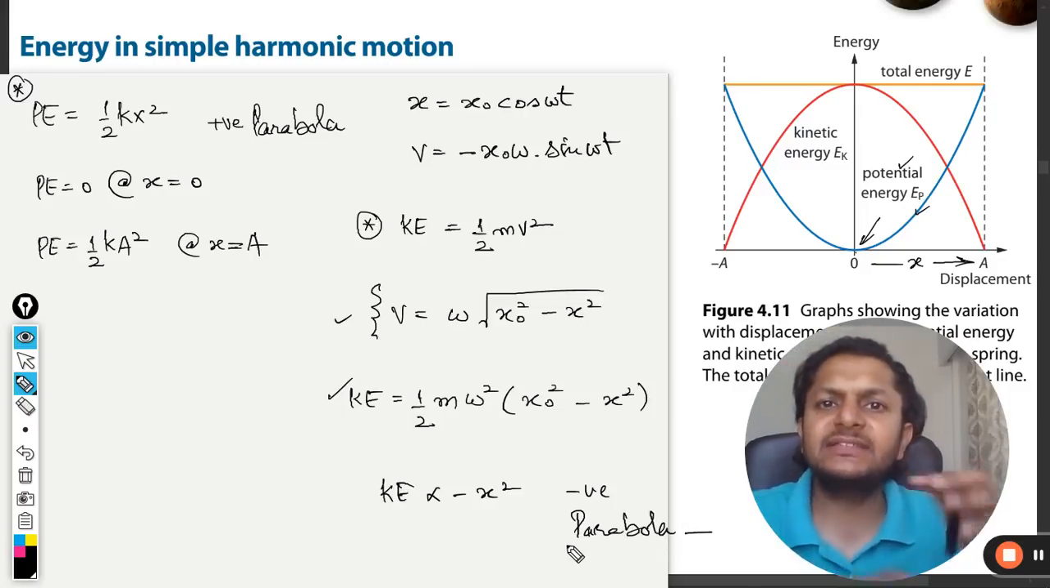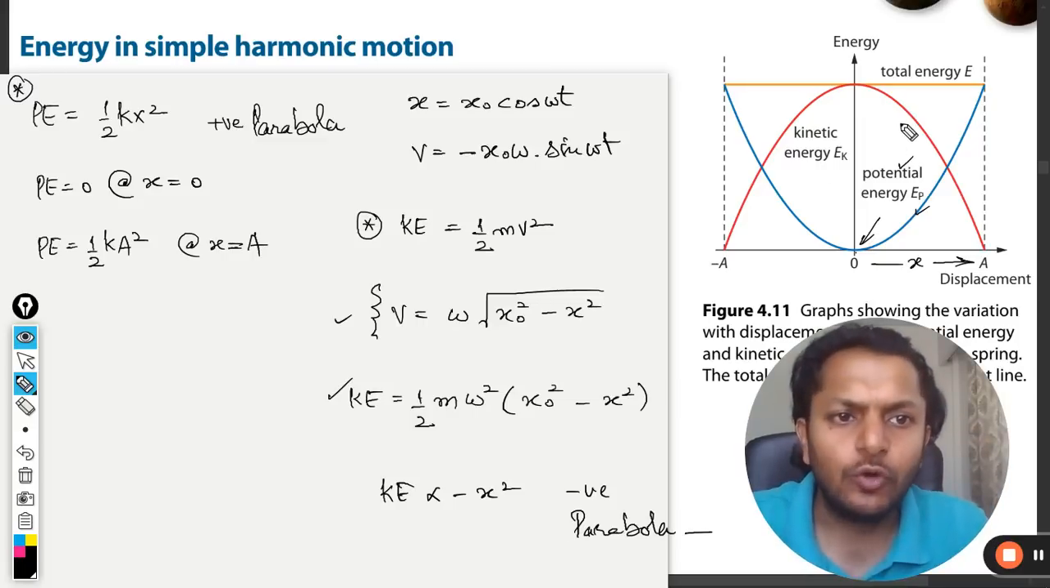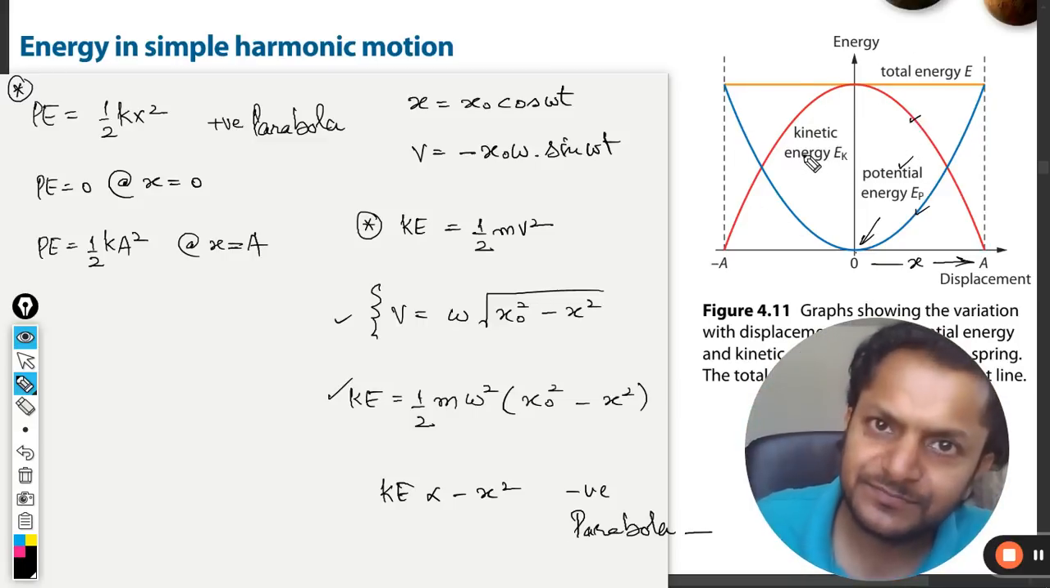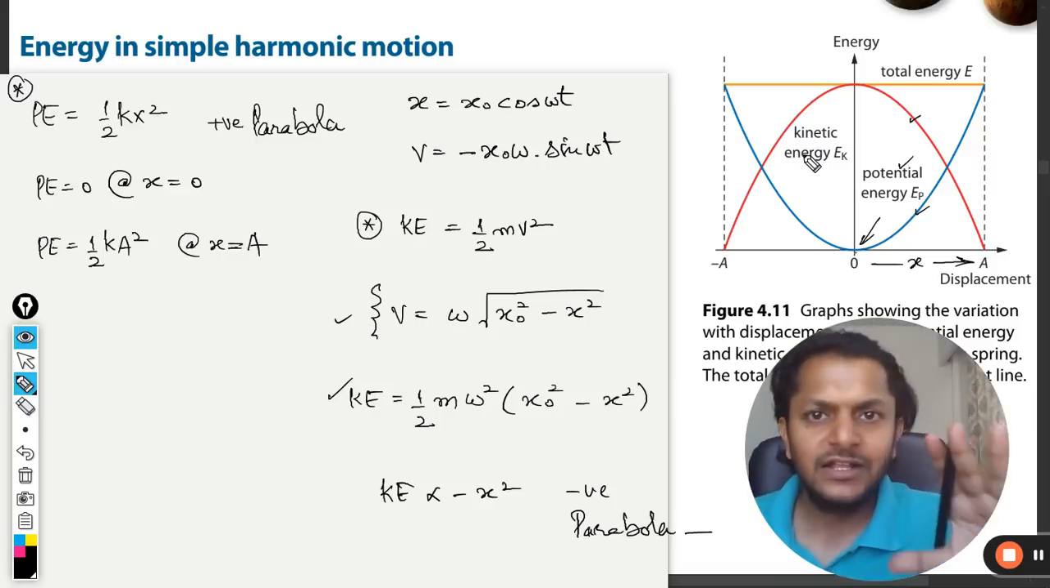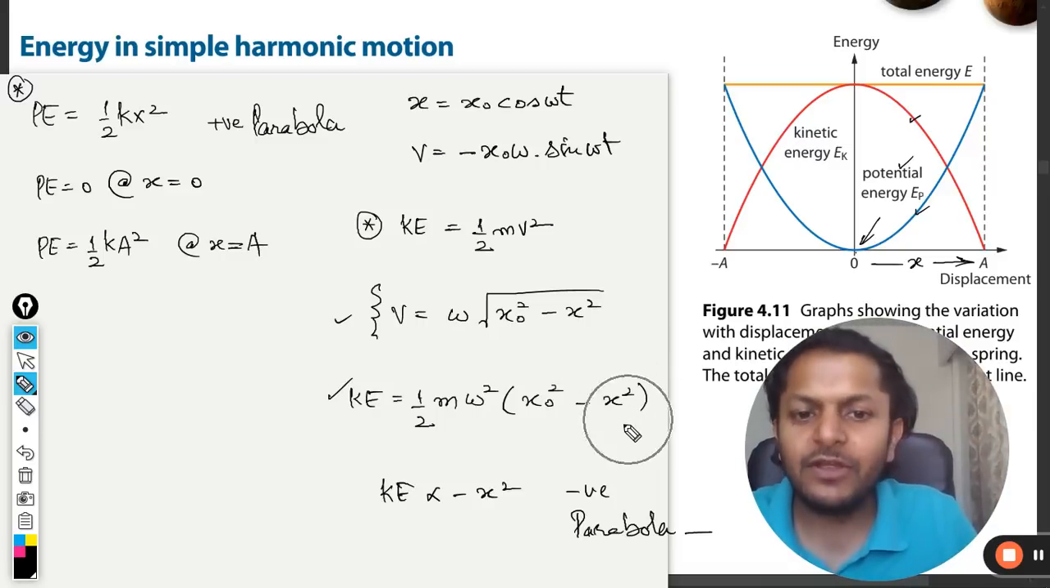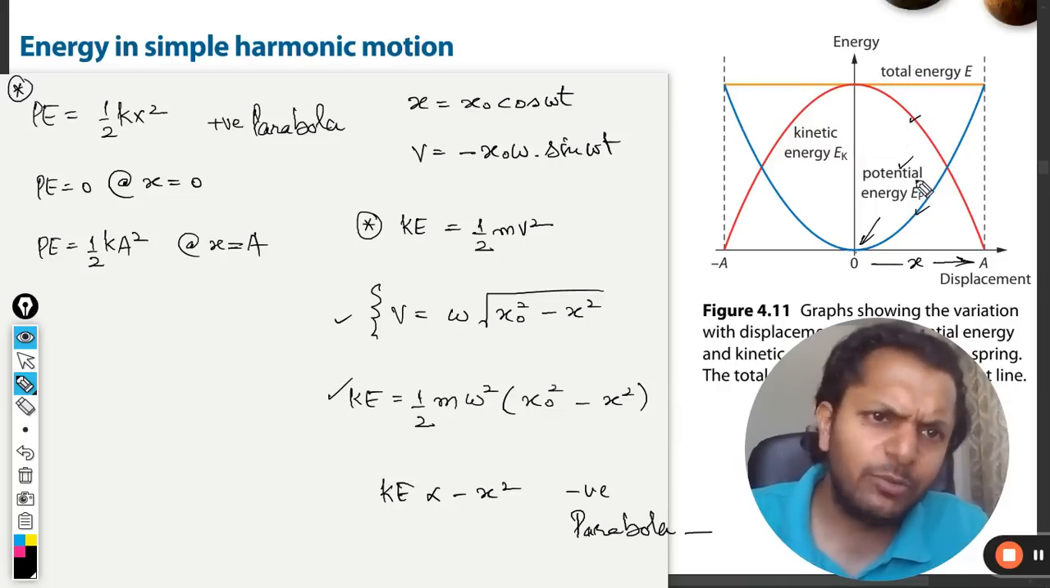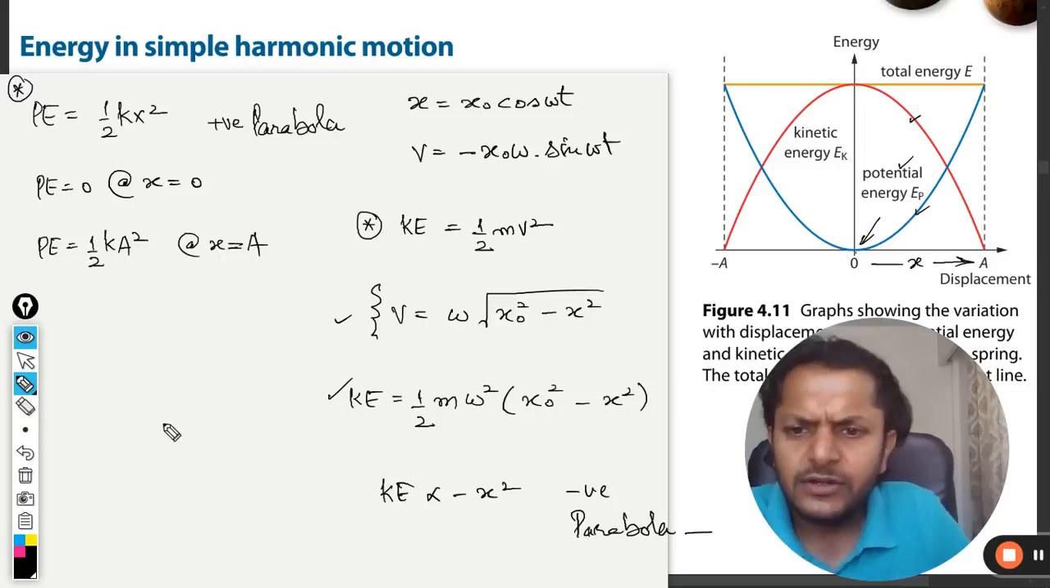Negative parabola means that it will be upside down, and so the parabola in red relates to the kinetic energy. Clear? Now, it is a parabola, like in front of you. Mathematically, we have proved it now. So this is the parabola. What are the points to be noted here?